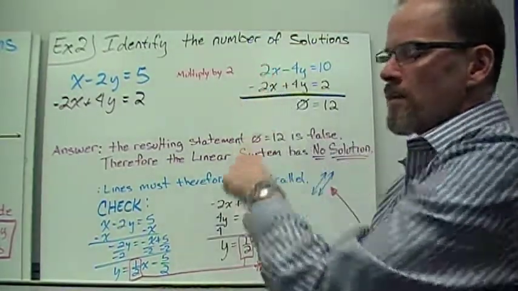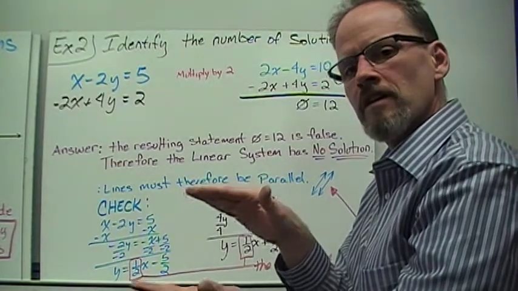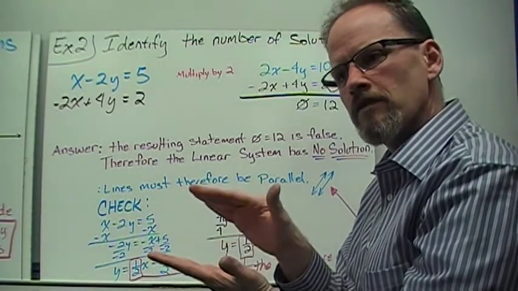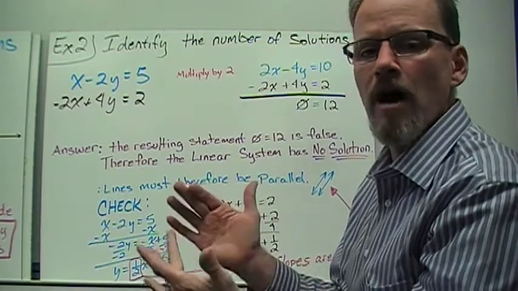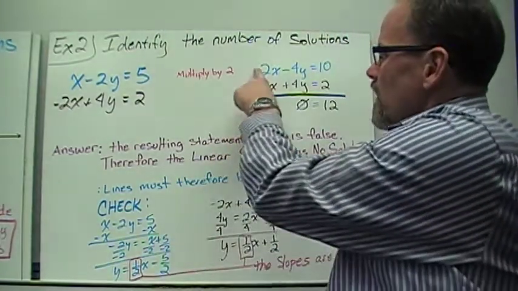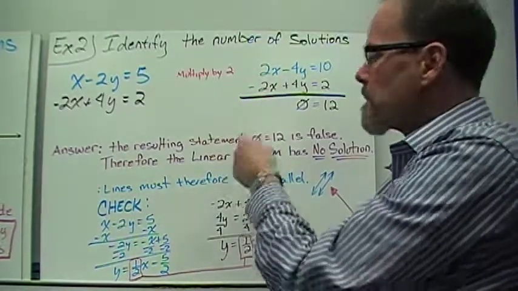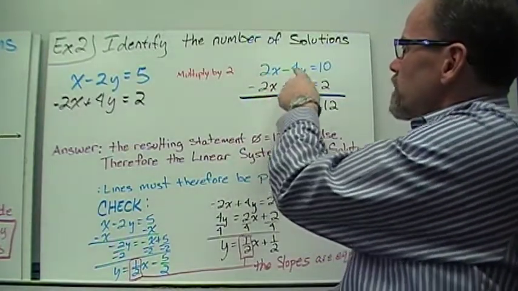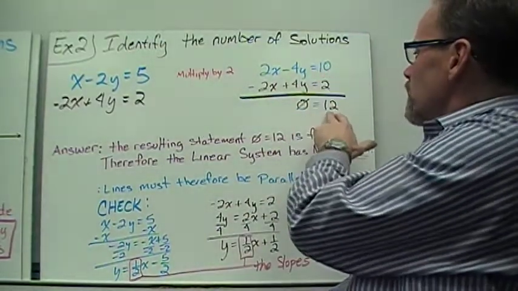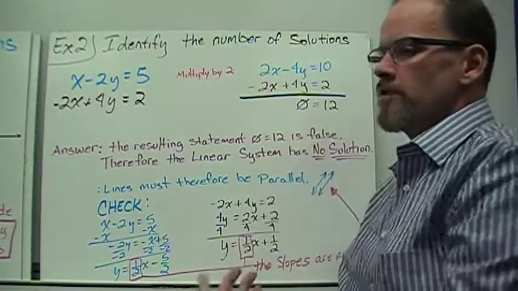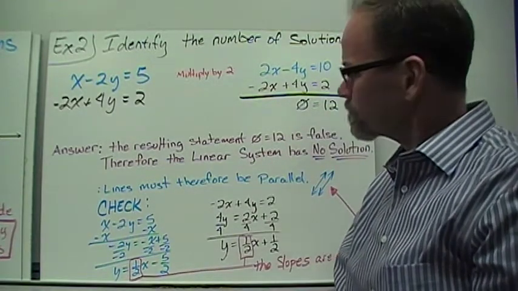If you remember, when I want to use linear combinations, I want to look for an identical coefficient with opposite signs. I have that now: a positive and negative 2, that equals 0. Negative, positive, that also equals 0. And then I just add this up and I get 12. 0 equals 12. That is a false statement.